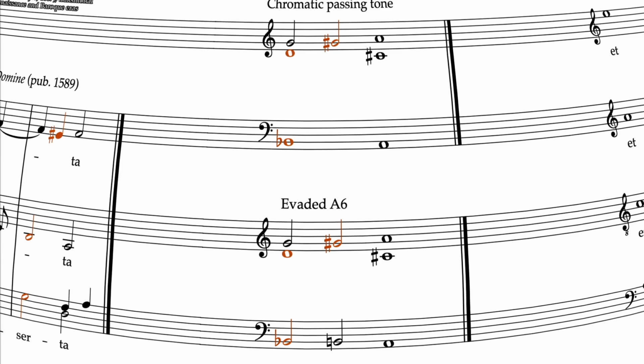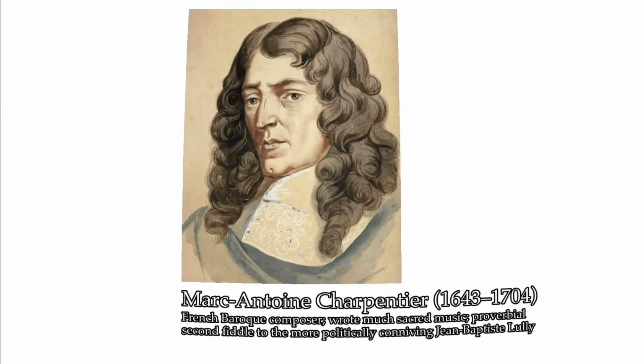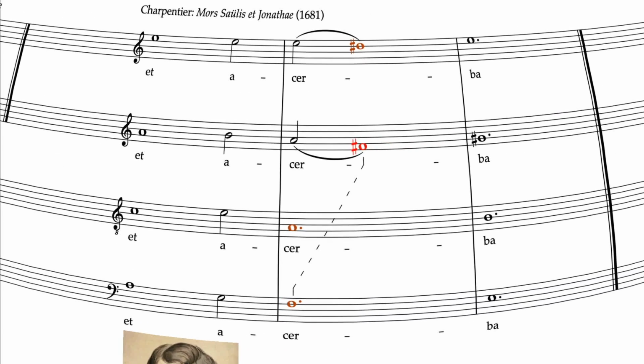The augmented sixth chromaticizes, and thus intensifies, the motion to an octave. If we look at the augmented sixth as something that intensifies something else, there's nothing stopping us from applying this principle of adding extra chromaticism to intensify motion to other consonances. Charpentier's 1861 oratorio, Mors Saoulis et Jonete, I'm sorry for the pronunciation there, combined the augmented sixth with the augmented octave, an astonishing interval that resolves to the 10th.